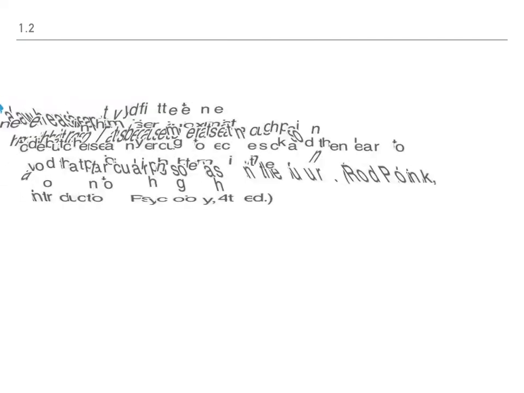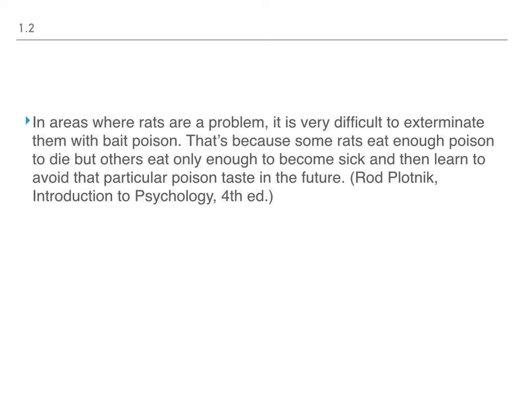Okay, so let's do another example here. This one comes from another psychology textbook. In areas where rats are a problem, it is very difficult to exterminate them with bait poison. That's because some rats eat enough poison to die, but others eat only enough to become sick and then learn to avoid that particular poison taste in the future.